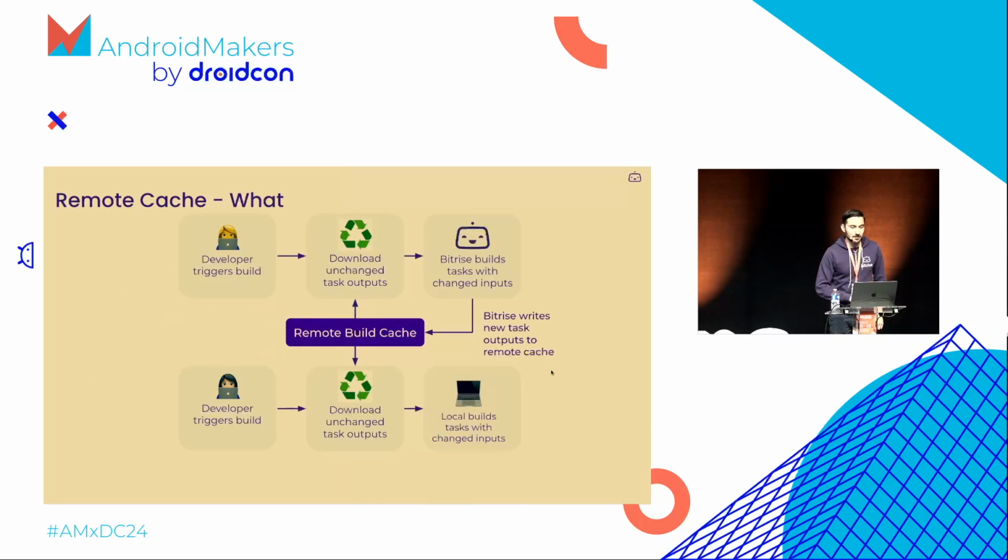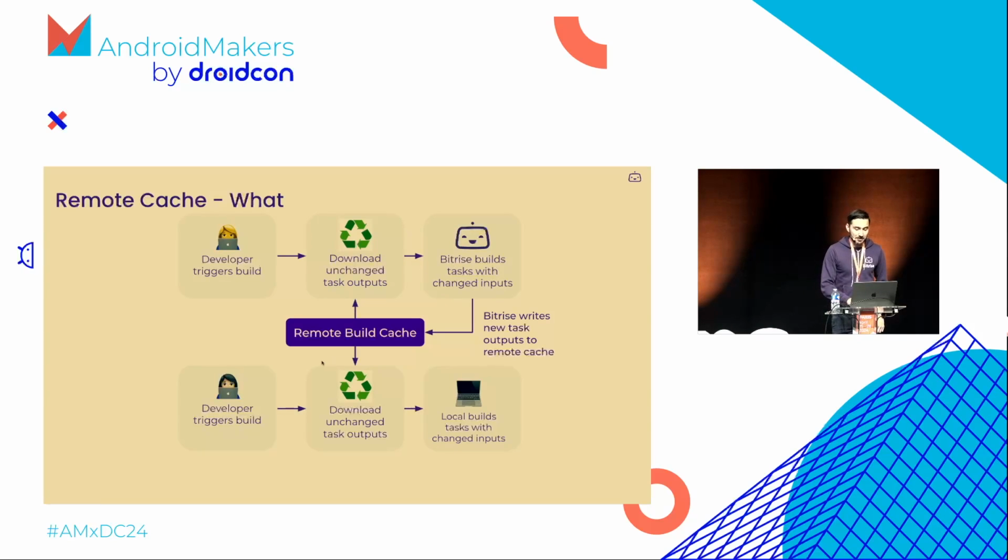Let's look at the flow. You can see right here, we are looking at 2 different flows. One where the developer is triggering a build on the CI system, and the other one is running locally. So on the CI system, we are basically starting the build, then this would trigger the download of any kind of unchanged task outputs. And after that, the CI system itself is pushing back the task outputs to the caching system itself.